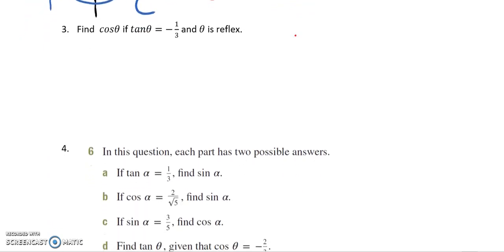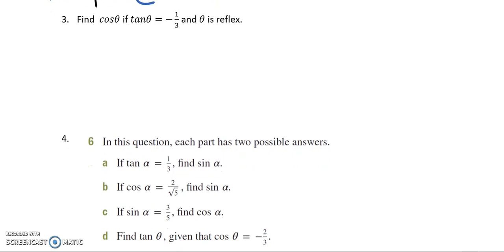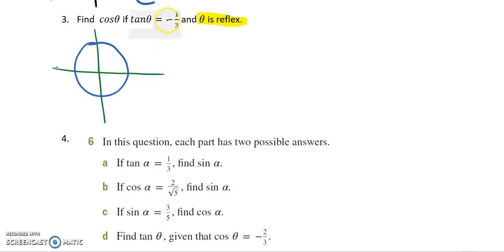Question 3 is a little bit different. It just tells you that theta is reflex, so when you're working out your final angle, that's what you're going to be thinking about. But again, if we're thinking about the picture, then we have our circle. Tan is negative this time, so it's going to be in quadrants 2 and 4.